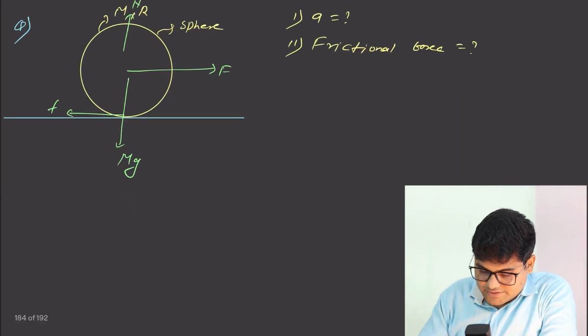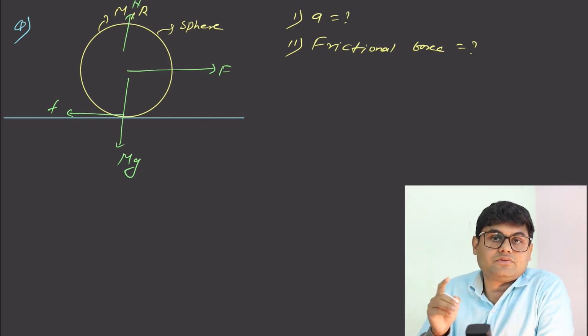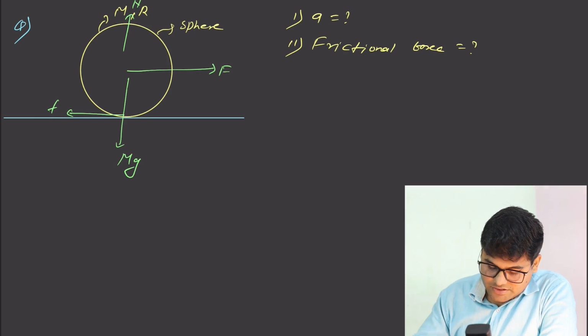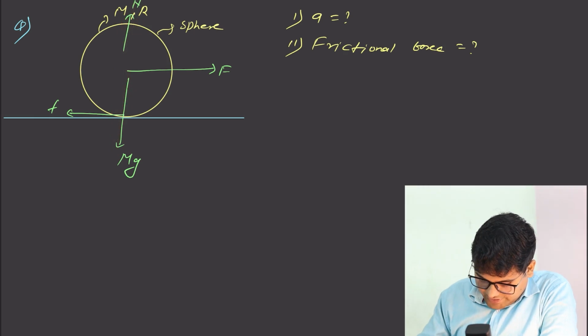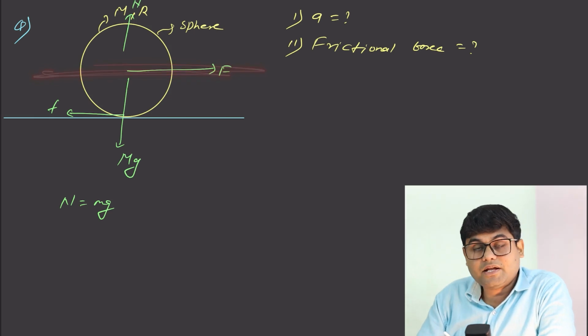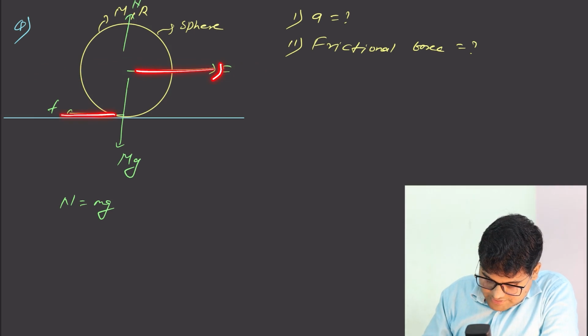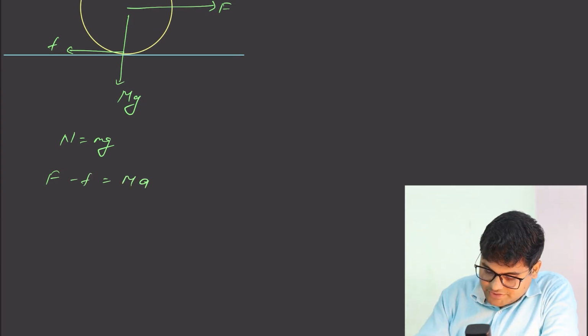Now we are done with the forces. What will we do? We will do force balance, which we have learned in Newton's laws of motion: summation of all forces is equal to mass into acceleration. If you apply the force equation in the vertical direction, it will simply be N is equal to mg. In the horizontal direction, it will be capital F minus small f, which is the frictional force, equal to mass into acceleration.